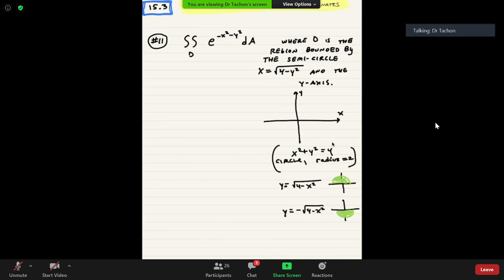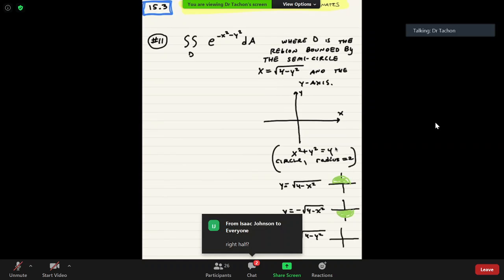Now what if we are dealing with, instead of y equals, what if we subtract y squared from both sides? So x squared is 4 minus y squared, take the square root. What if we have x equals radical 4 minus y squared? Well, this is going to be the right half of my circle.